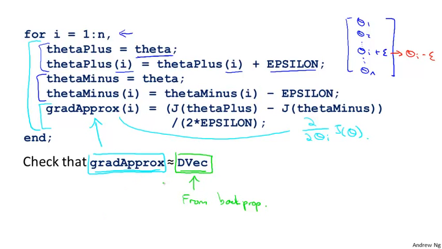And if these two ways of computing the derivative give me the same answer, or at least very similar answers, up to a few decimal places, then I'm much more confident that my implementation of backprop is correct. And when I plug these DVec vectors into gradient descent or some advanced optimization algorithm, I can then be much more confident that I'm computing the derivatives correctly, and therefore that hopefully my code will run correctly and do a good job optimizing J of theta.